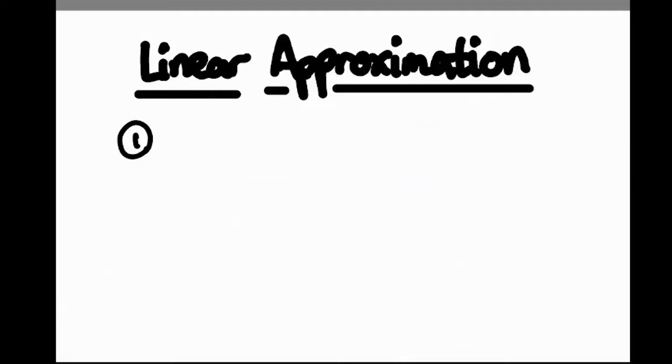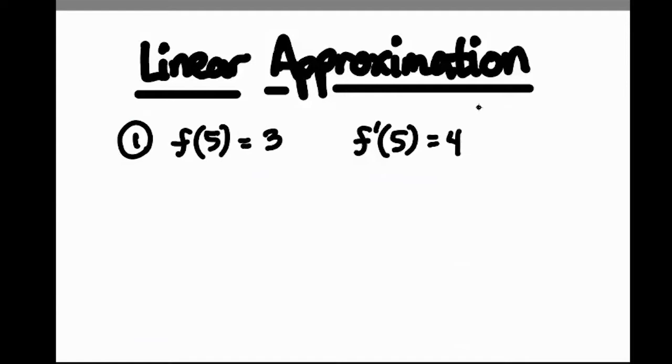Certain things I'm going to leave out that AP will not leave out, but that's just because I'm not AP and they go overboard on stuff, which is good. You want to go overboard on this stuff. But I'm going to say a differentiable function has the following properties. f of 5 is equal to 3. f prime of 5 is equal to 4. And we are looking for what is f of 4.8.